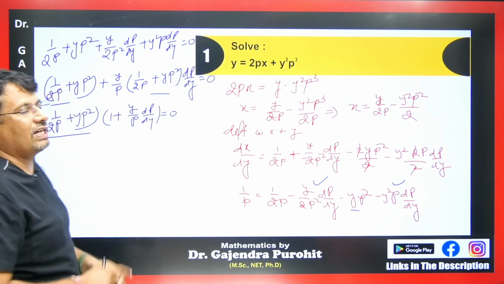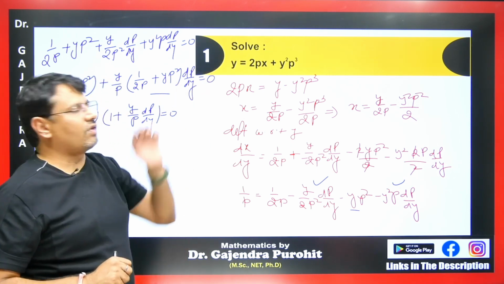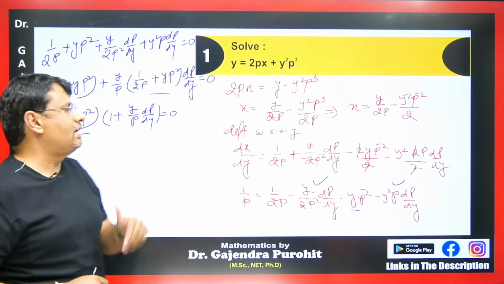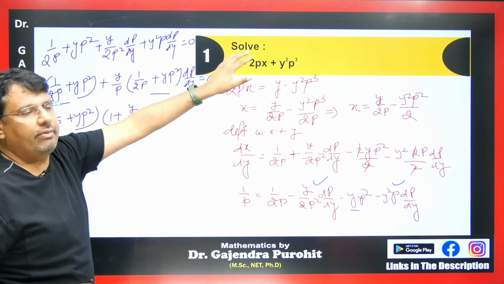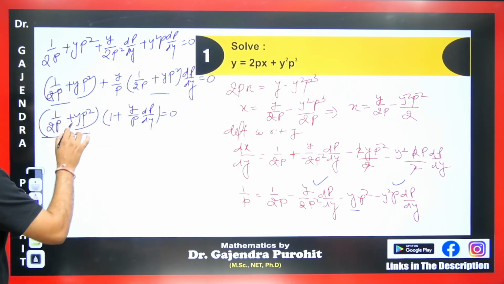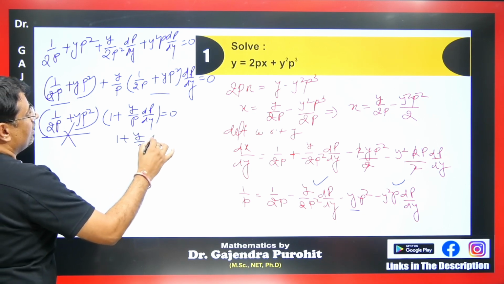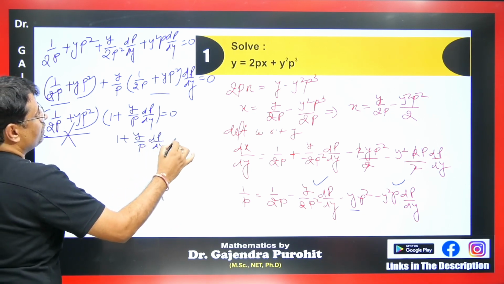Whatever solution we get, it should have at least one constant term in it because it is first order and higher degree. So we must get at least one constant. If you put this here, we will not get a constant, so we will neglect it. And we will put this term instead. It will be 1 plus y by p into dp by dy is equal to 0.